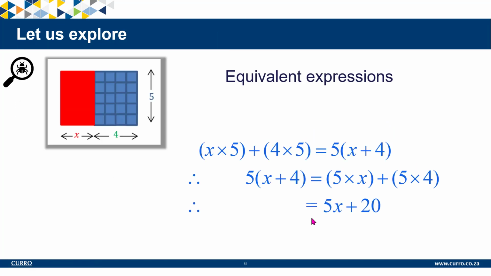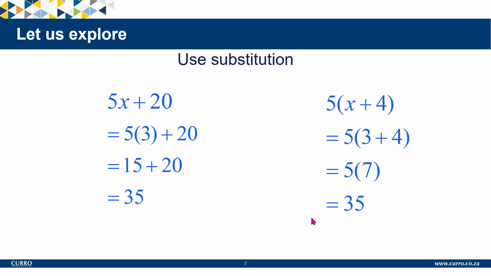So Zoot's breaking up of the rectangles and Snoot's multiplying the width times the total length must give us the same answer. So we need to try to prove that these two expressions are equivalent. Let's use substitution. So we choose a value for x and then we substitute that value for x. So let x be 3. Then 5 times 3 plus 20 is 35. And 5 times the bracket, which is then 7, is 35.